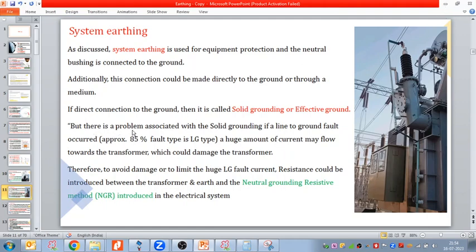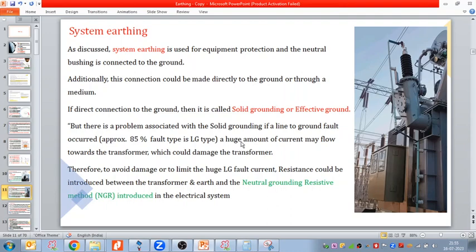But there is a problem associated with solid earthing or solid grounding. If a line to ground fault occurs, and approximately 85% of faults are line to ground faults, a huge amount of current may flow towards the transformer bushing, or towards the transformer, which could damage the transformer. This is the problem with solid earthing.